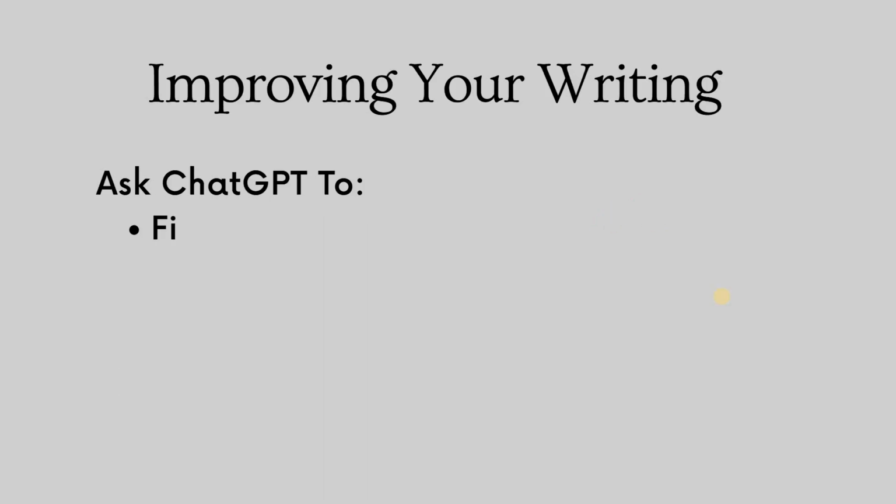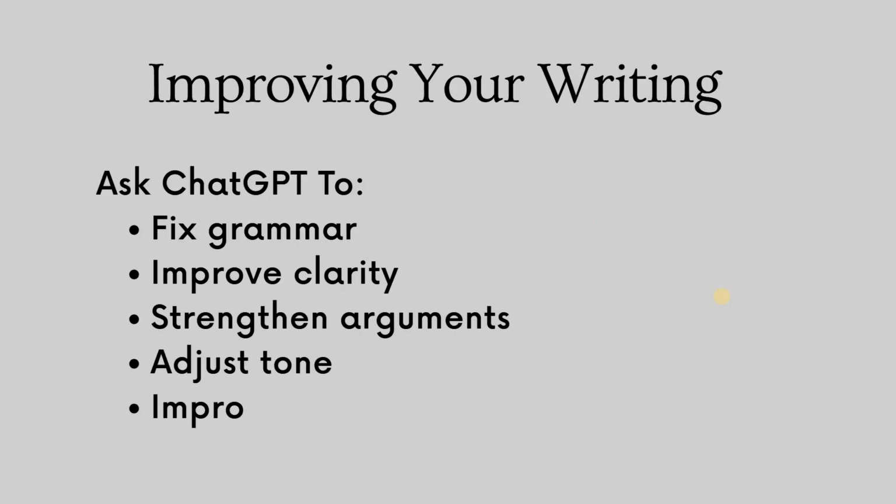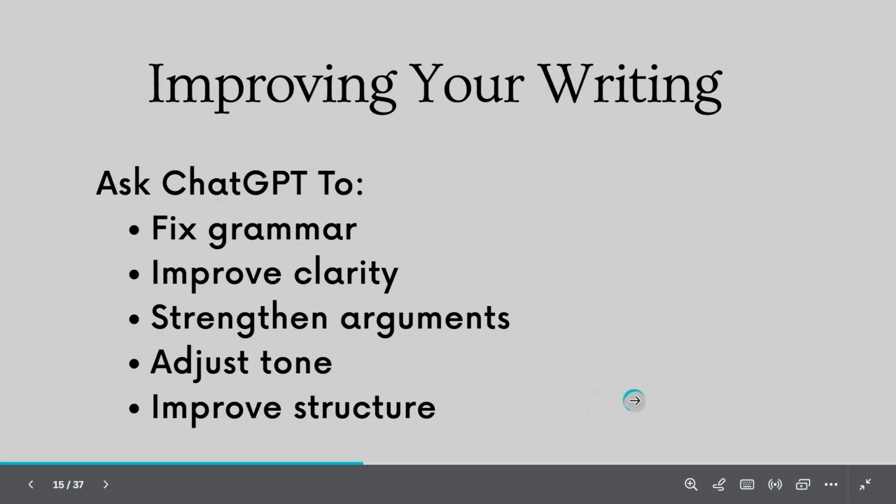And also ChatGPT helps you to improve your writing. You can ask it to fix your grammar, improve clarity, strengthen your arguments, adjust tone, and improve the structure. For example, you can tell it, improve this paragraph for clarity and grammar while maintaining my original meaning, anything that you can think of.